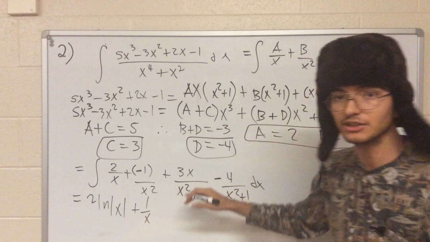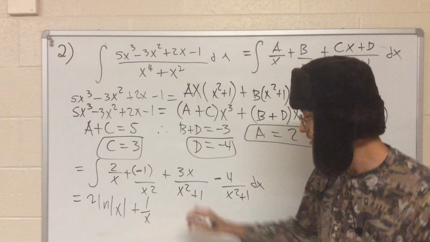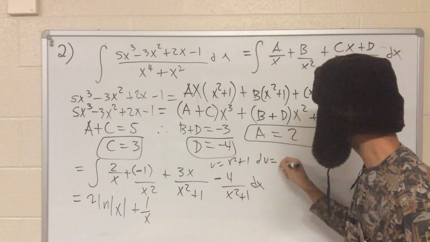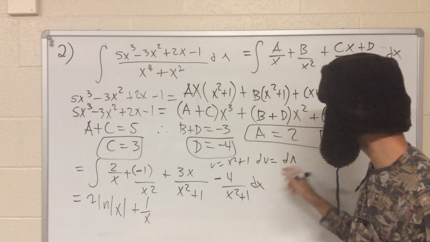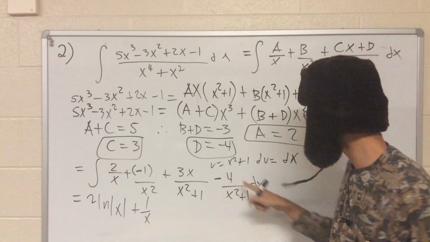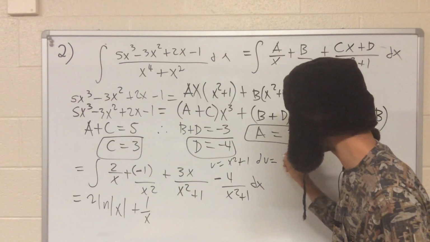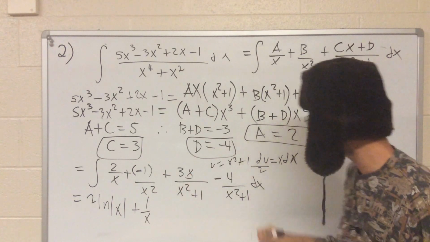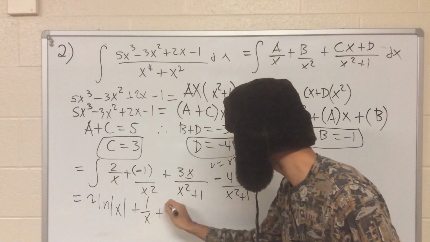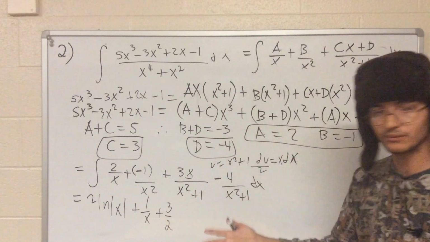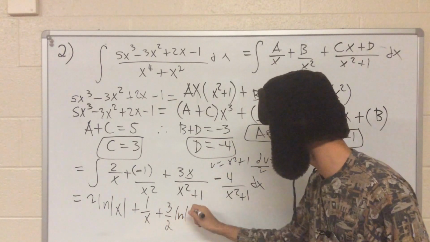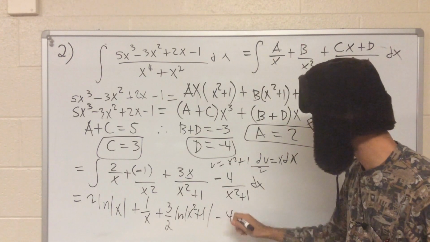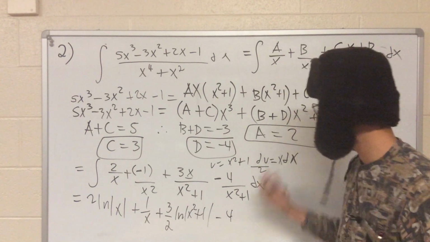And over here, we have to let u equal x squared plus 1, so du is 2x dx, but we divide this by 2, and we already have an x dx over here. So we're going to have plus 3 halves integral of 1 over u, which is just ln of the absolute value of u, which in this case is x squared plus 1, minus 4 times the integral of 1 over x squared plus 1, which is just arctangent.